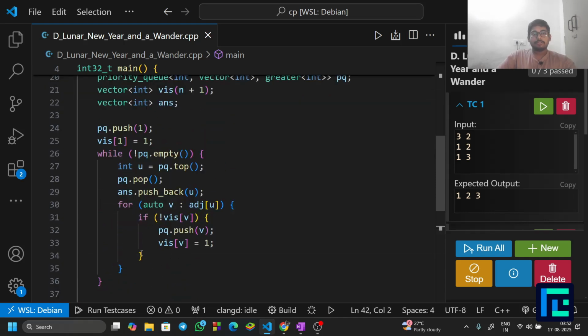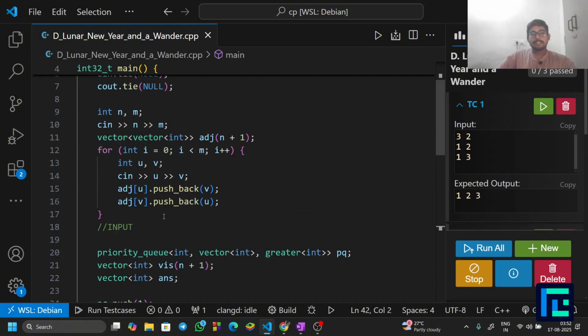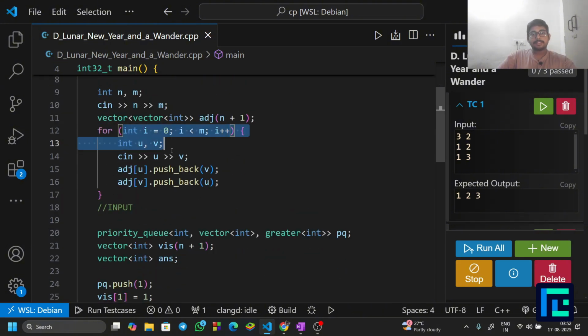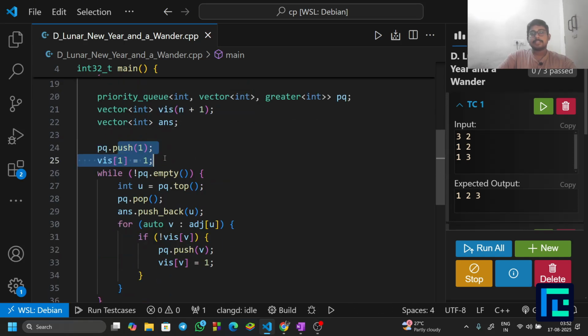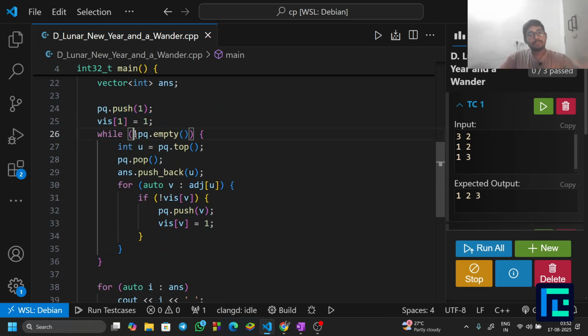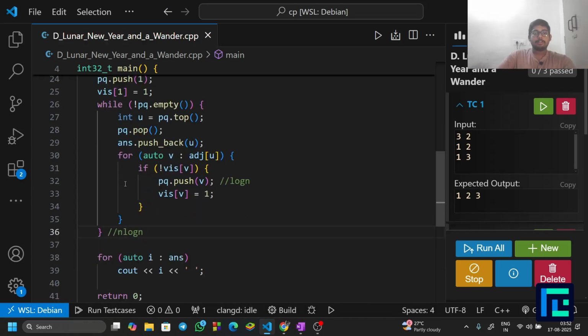Okay, I hope the code was pretty simple and it is clear to you. If you analyze the time complexity from the code, then this input part was taking order of m time to input the m edges. Then all this push thing is taking a log n time. So while the priority queue is not empty, this is like a BFS where the push operation is taking log n time, and top and pop are taking O of 1 time only, but this push thing is taking log n time, and at max you would push n elements into a priority queue. So overall it would take n log n time only.